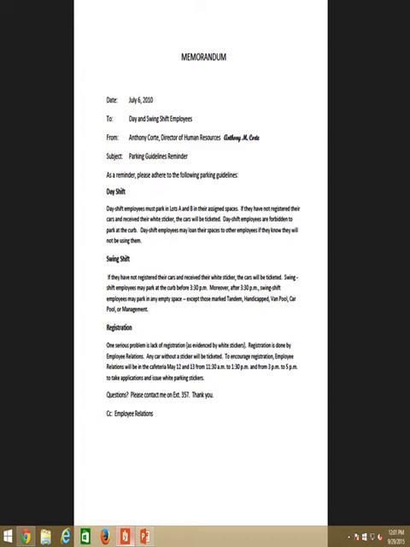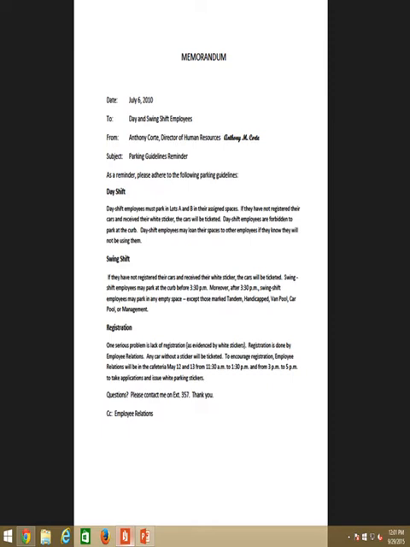The from, in this case, I have my name. I made myself Director of Human Resources, and as you can see, there will be a signature. Again, hard copy memorandum must be signed in ink, or it is initialed in ink. The subject here I selected was Parking Guidelines Reminder. Again, short, sweet, to the point.